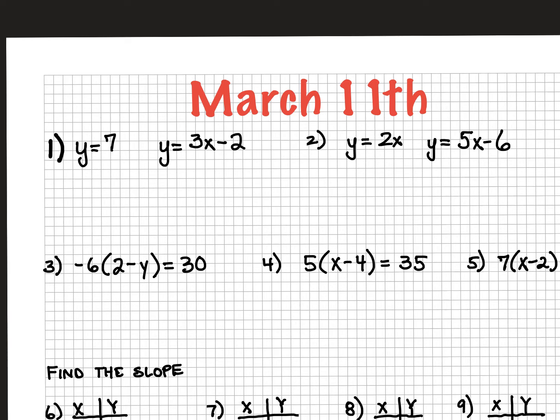All right, guys, I'm going to go fast through this again. These first two are substitution problems, what we did right before we left. If we know y equals 7, then we can take y out of this and plug in 7 because that's what it equals. 7 equals 3x minus 2.